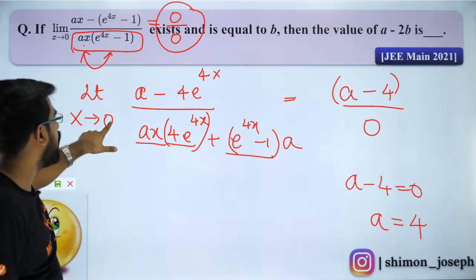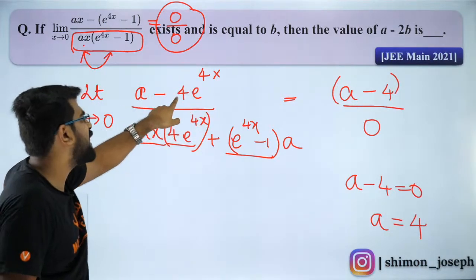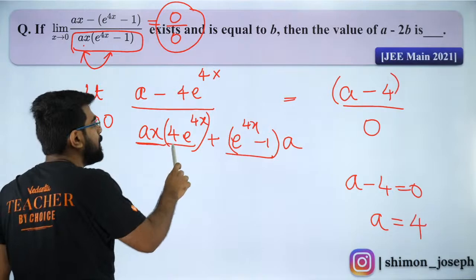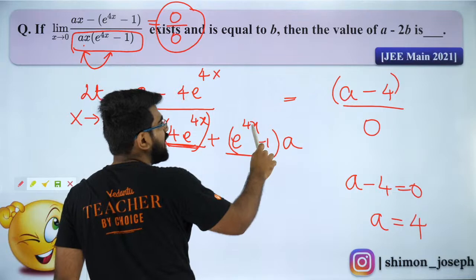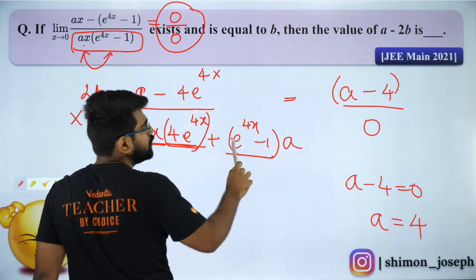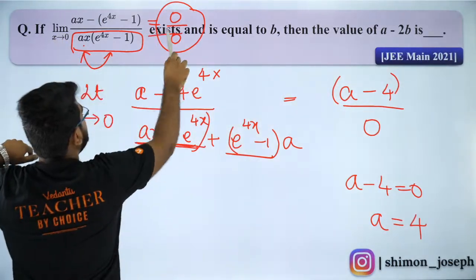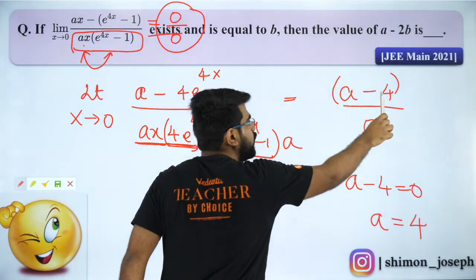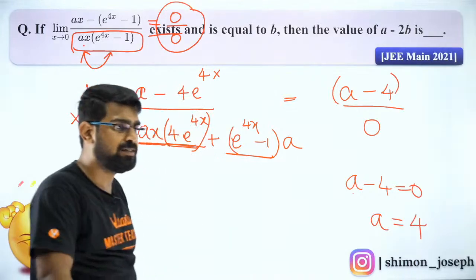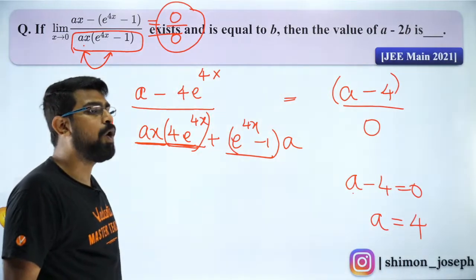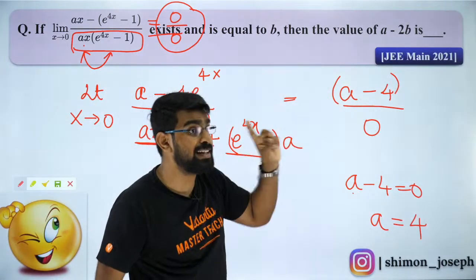Now, if I put x is 0, I'll get a minus 4 e to the power 0. E to the power 0 is 1. So a minus 4 will be my numerator, whereas my denominator will be what? Here it is 0 means this whole thing will be 0. Here e to the power 4 times 0 will be 1. So 1 minus 1 is 0. So your denominator will be 0. But guys, this limit will exist. So since the limit exists, a minus 4 should also be 0. So that again it will be 0 by 0 form. Did you understand it? So that again it is indeterminate form. Hence the limit will exist. That is how you do it.